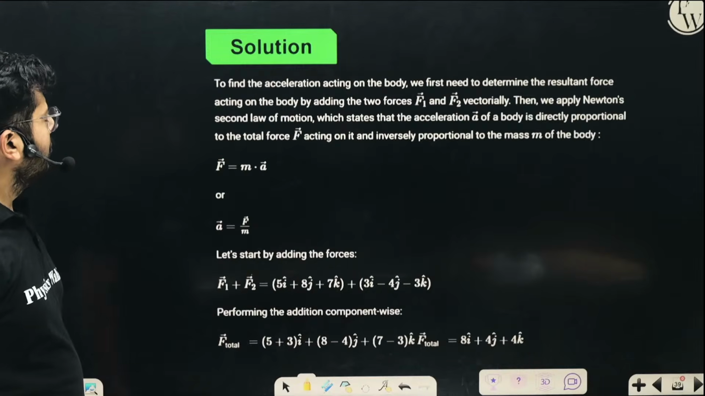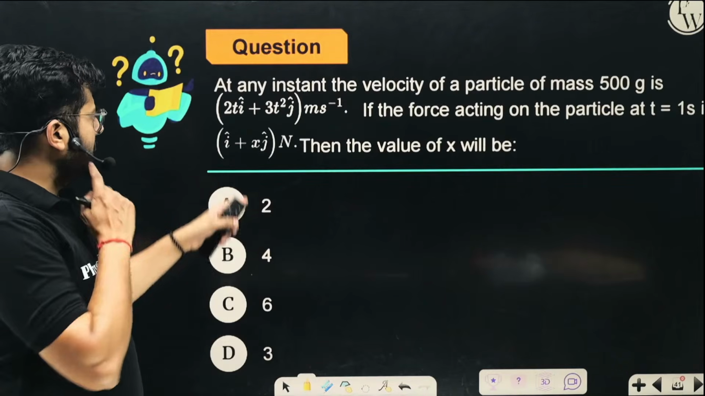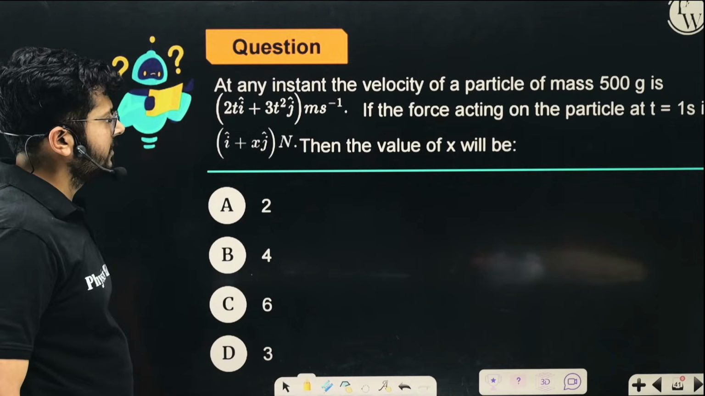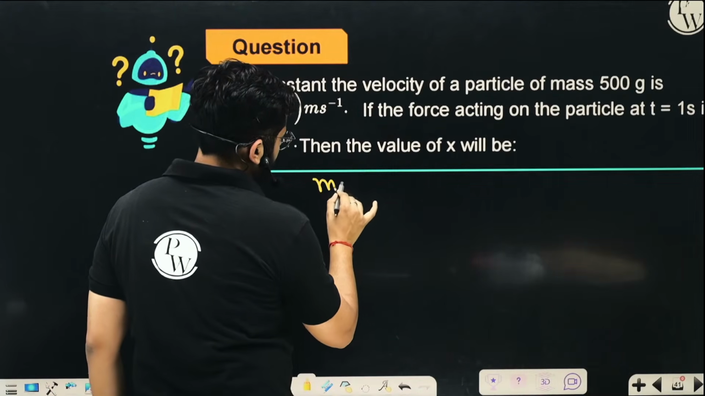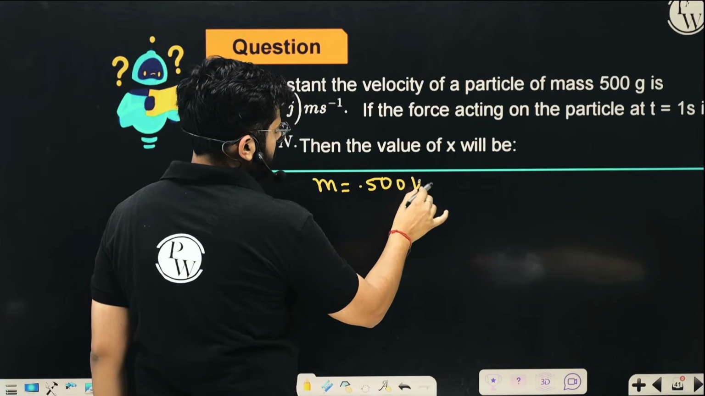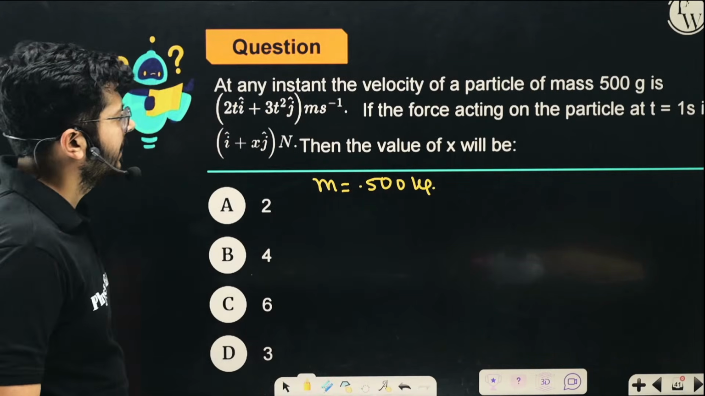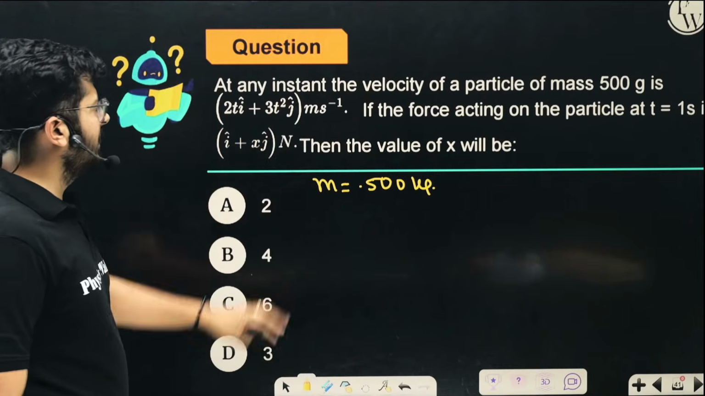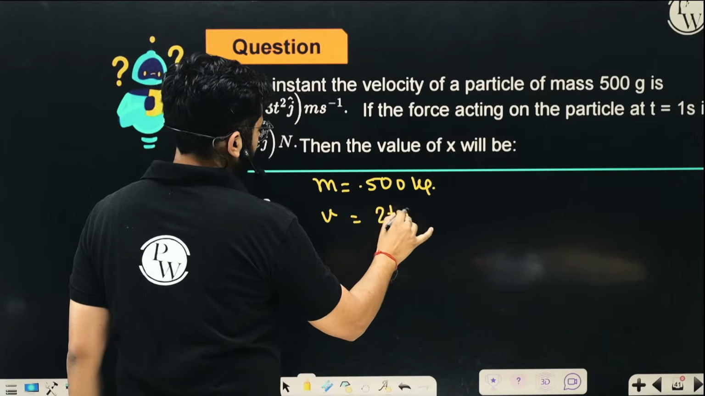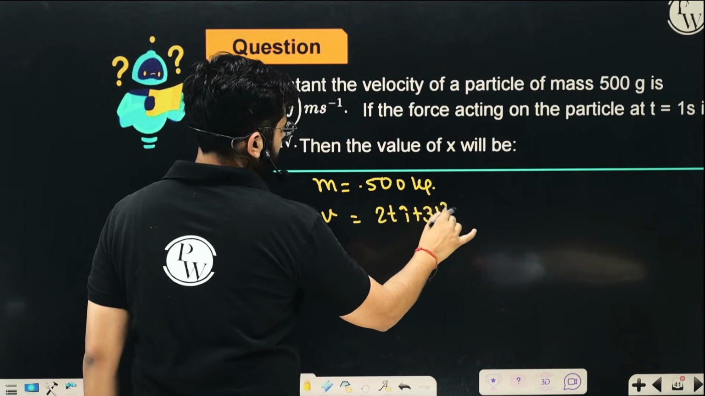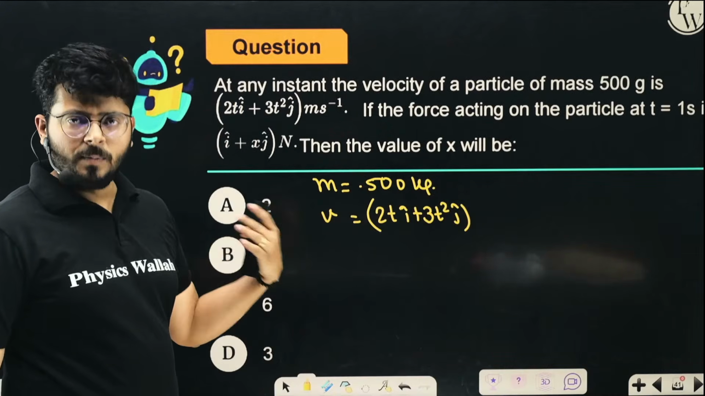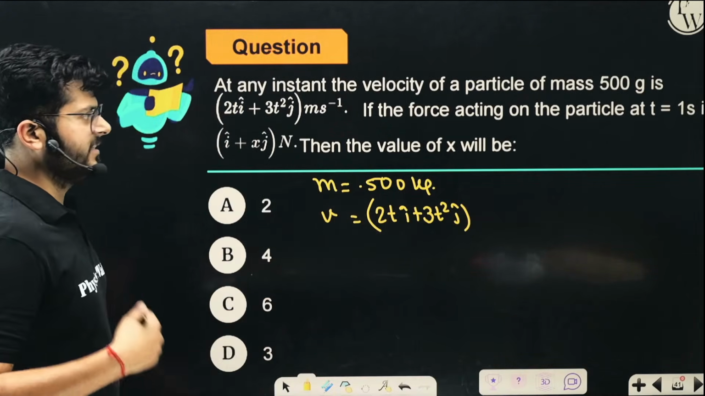All right, let's move on and talk about the next one. At any instant, the velocity of a particle of mass 500 gram is this. So 500 grams, which is 0.5 kilograms. The velocity at an instant is given as 2t i cap plus 3t square j cap. No need to worry about that. Velocity is changing with time, so the particle is accelerating. It is experiencing a force.